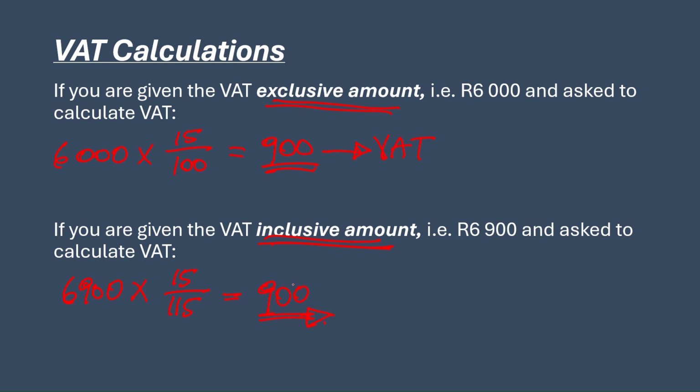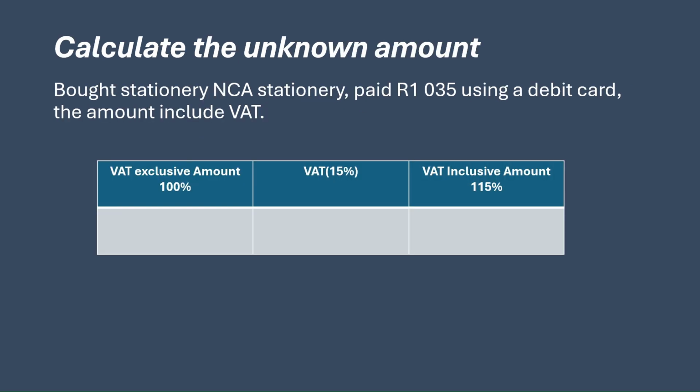And that is how you would get VAT per se, right? But now let's look at them whereby you are given different amounts. They may ask you to find the VAT exclusive amount. They might ask you to find the VAT inclusive. They might ask you to find VAT. So let's look at an example that covers all of that.